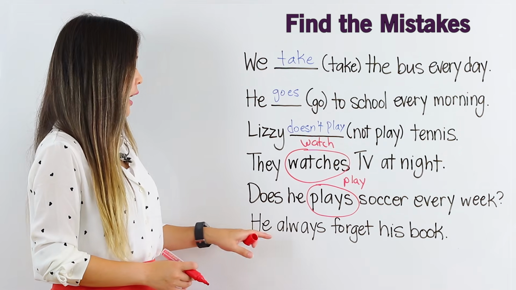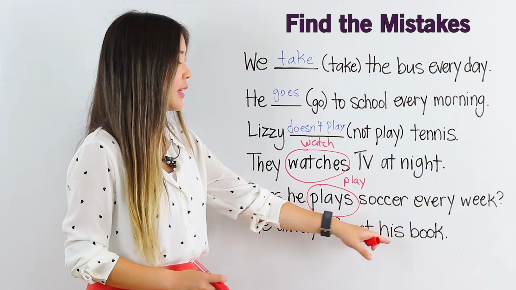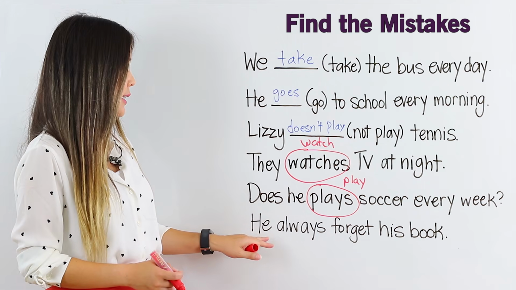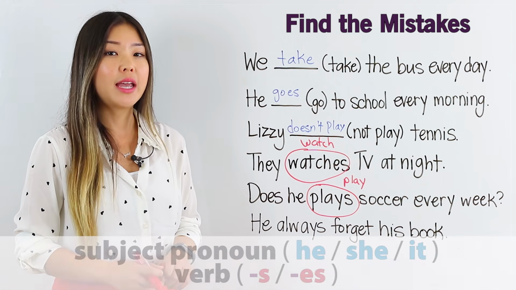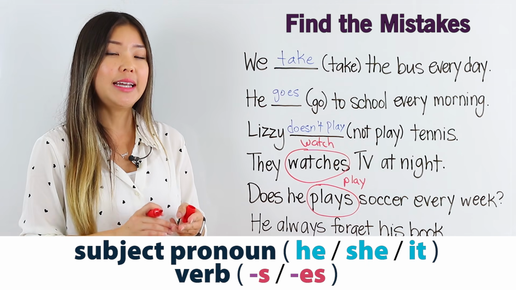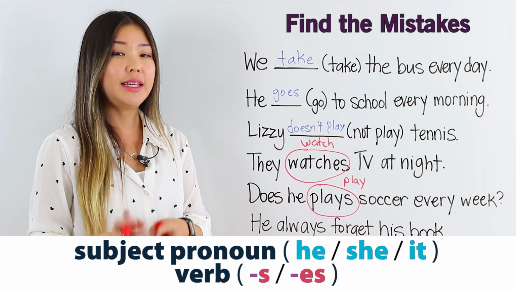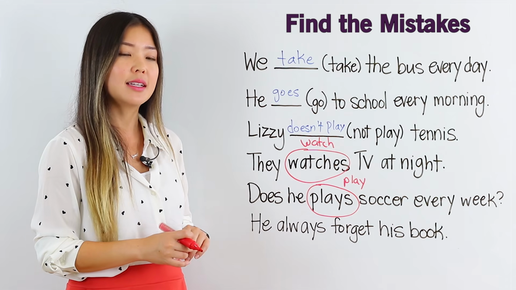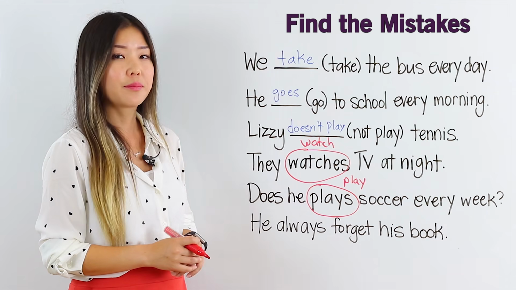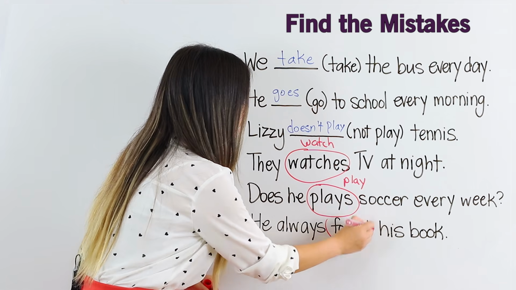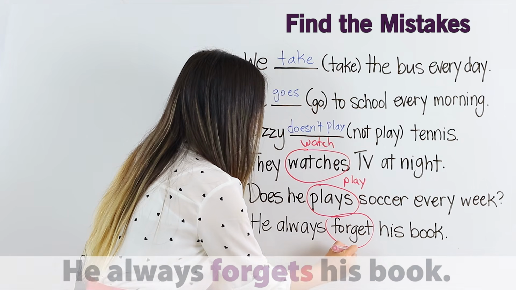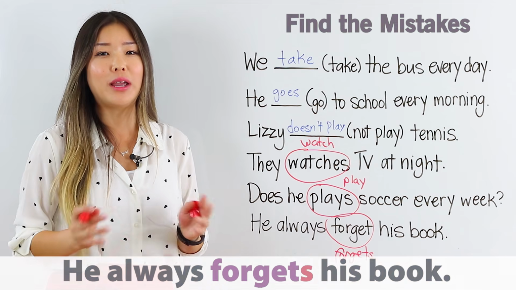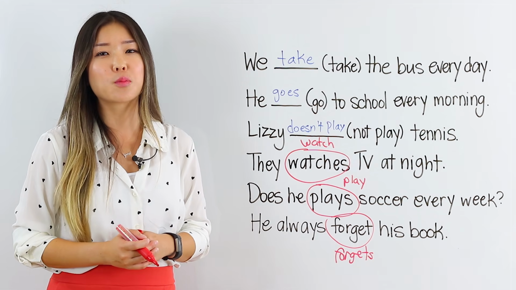And finally, he always forgets his book. In this case, the subject is he. Remember again, for he, she, it, we add S or ES to the end of the verb. What's the verb in the sentence? It's forget. Therefore, we have to say, he always forgets his book. Great job. Let's move on to the next practice.